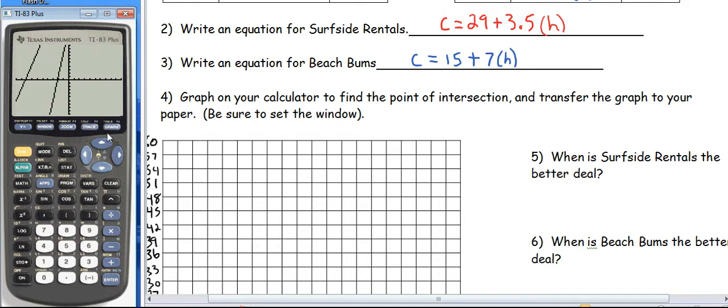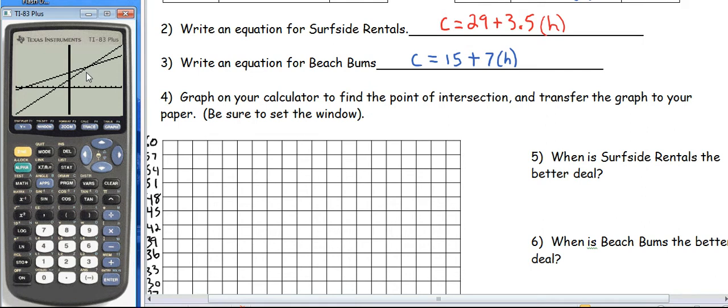Now, it's very important that I see on my graph where the intersection of these two lines is. So I'm going to hit zoom, and the first thing I'm going to do is try to find fit. So there it is, zoom fit. I'm highlighting the little zero there and hit enter. Now I can see the intersection. Very important that you do that.